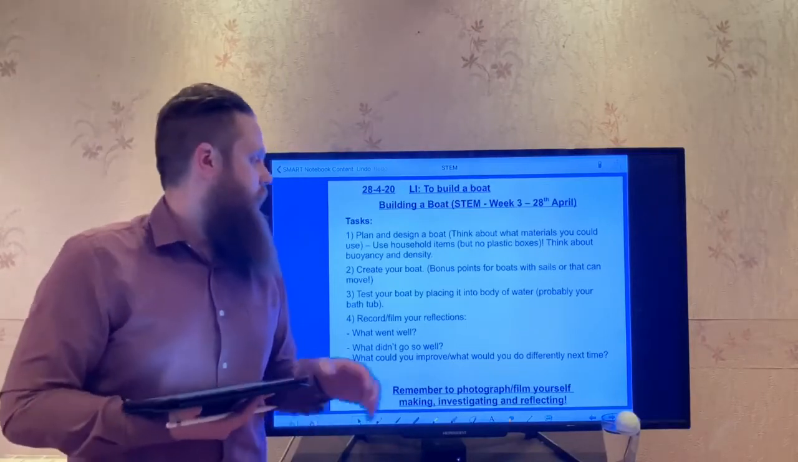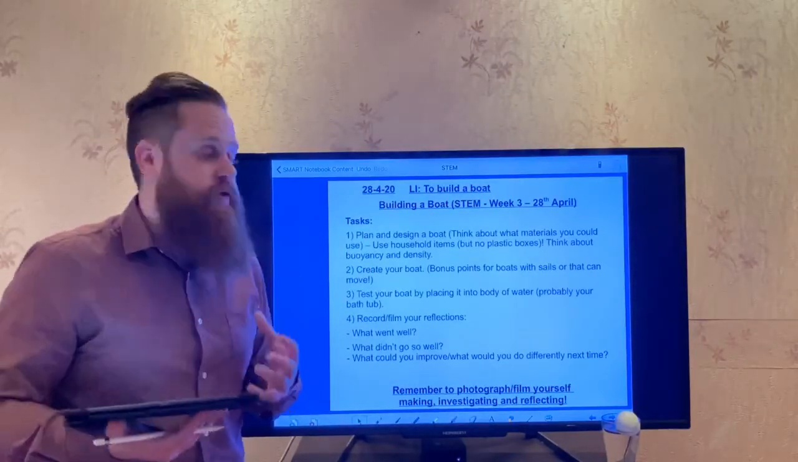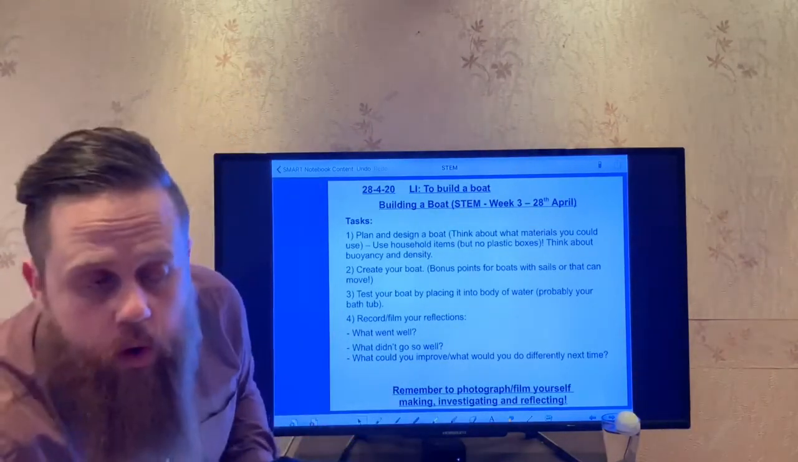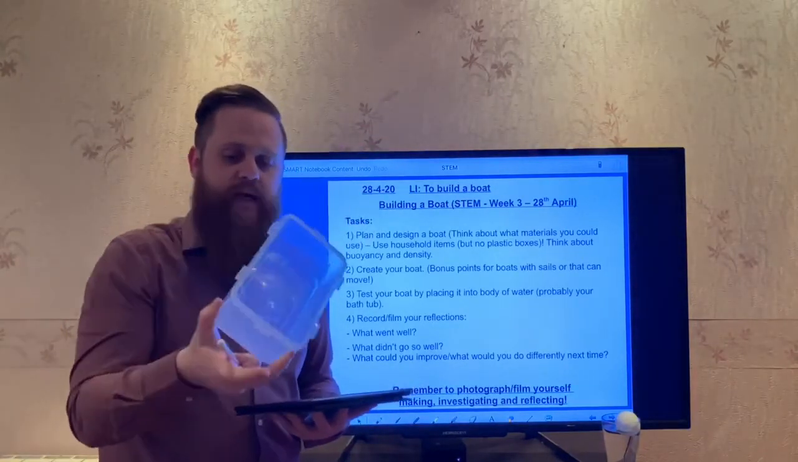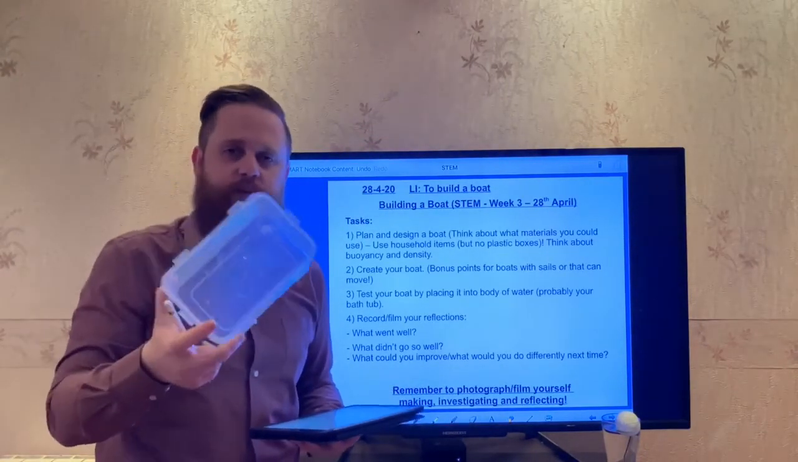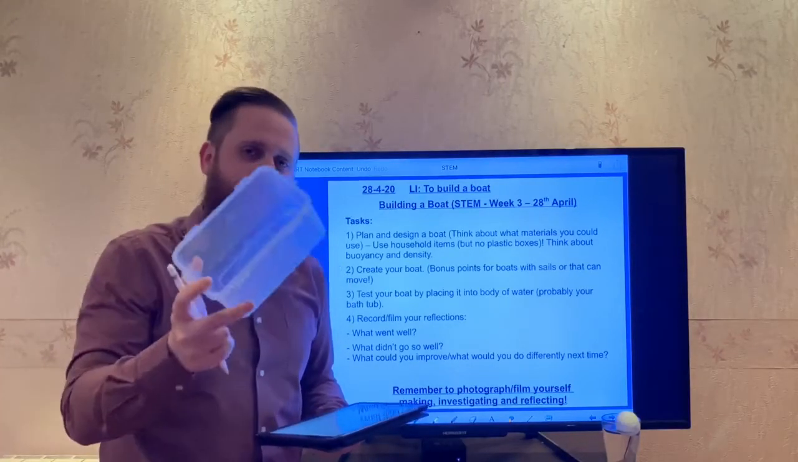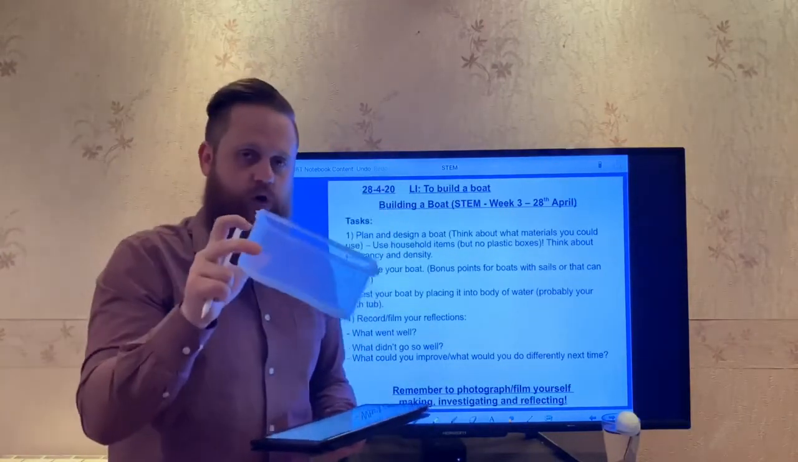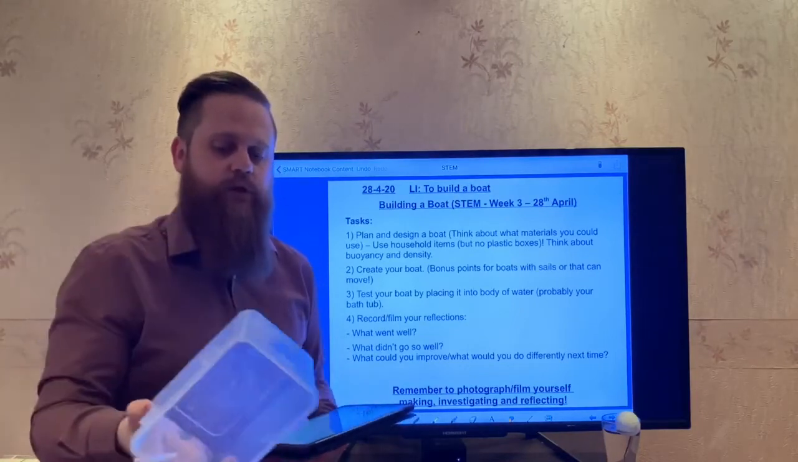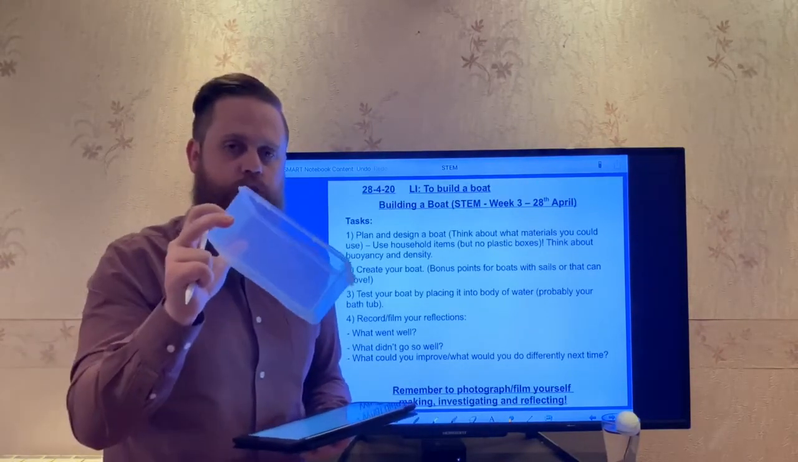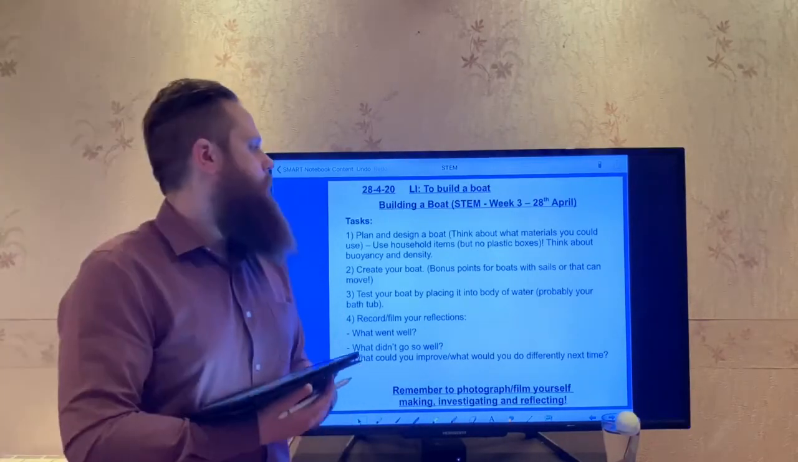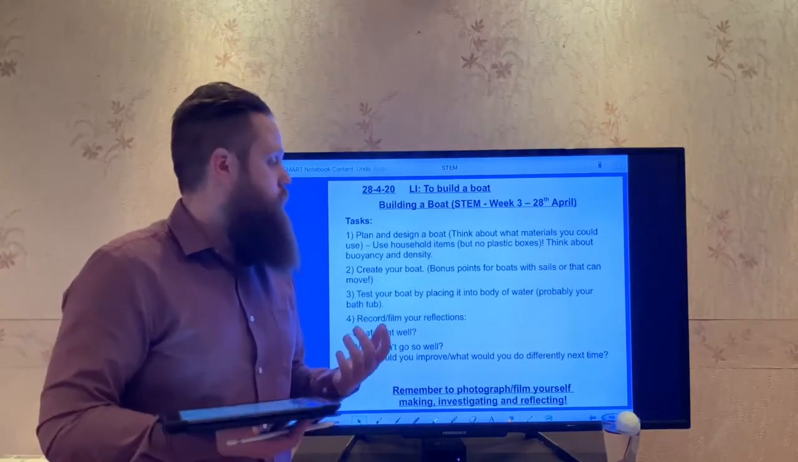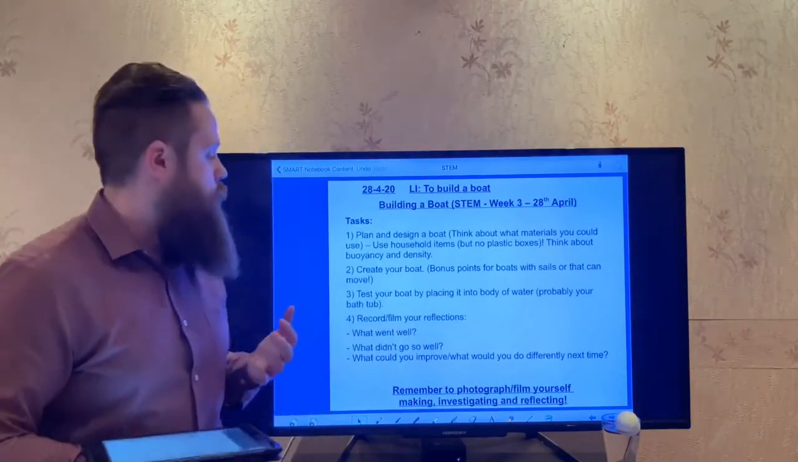As usual, you are going to plan and design, in this case your boat, first. Think about what materials you could use. You can only use household items, but no plastic boxes. These are called Tupperware boxes, things that you put food in to keep it fresh for longer. So none of these boxes, because it's very easy to put these in and say, got rid of the problem. You cannot use these boxes. You have to come up with something different. You can use any household item, but not a Tupperware box. Think about buoyancy and think about the density of these objects as well. Then you will create your boat. Bonus points for boats with sails, or that can move.